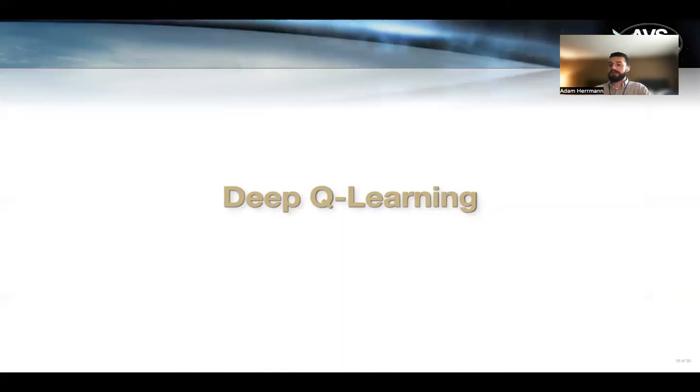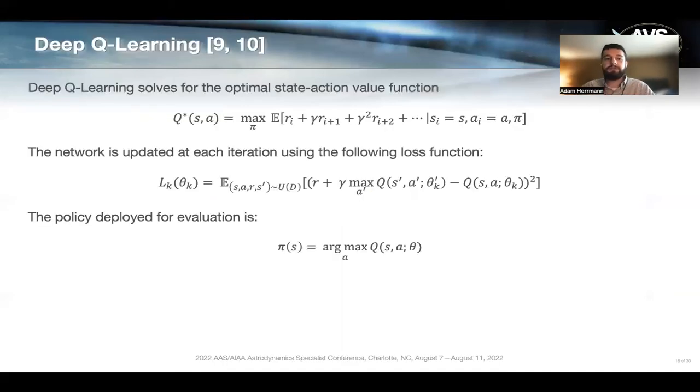Now I'll talk about deep Q learning. So here's the algorithm we use to solve the problem. Basically, deep Q learning solves for the optimal state action value function, which is the expected value of all future return given some state and action, following the optimal policy pi. To do this, deep Q learning explores the environment and then uses some loss function to correct the weights and biases in a neural network.